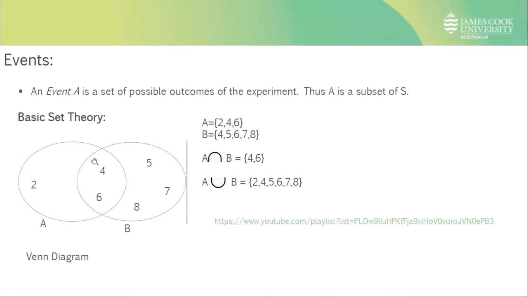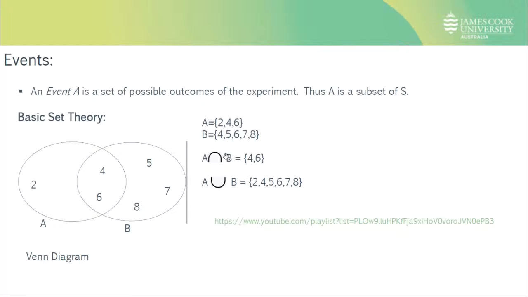Suppose here, on the left-hand side, in this circle, you have three items: 2, 4, and 6. That is the set A. And on the right-hand side, there is another circle with another set of data, 4, 5, 6, 7, and 8, which is the set B. So we denote it this way: A and B.